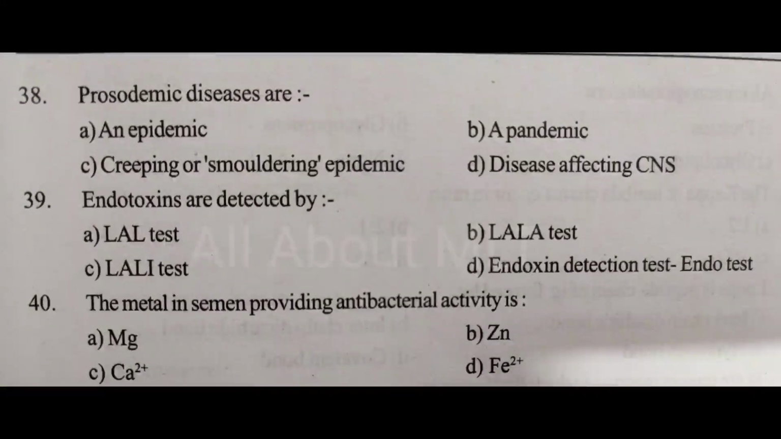Prostomic disease are option A, an epidemic. Option B, a pandemic. Option C, creeping or smoldering epidemic. Option D, disease affecting CNS. Answer is option C, creeping or smoldering epidemic.